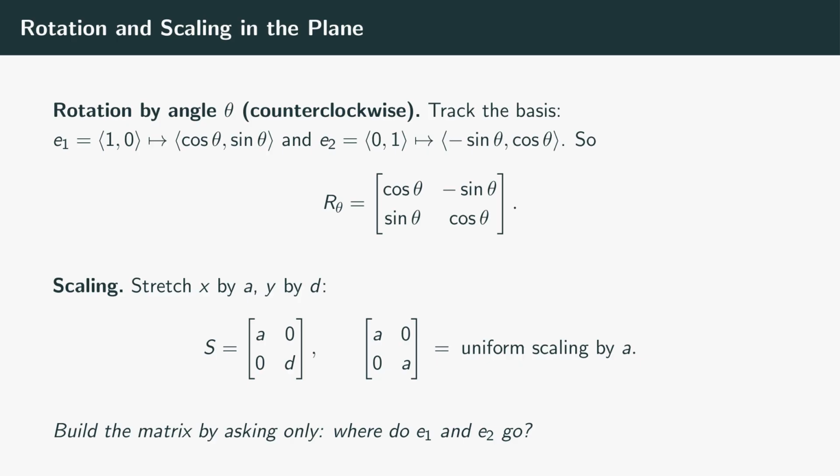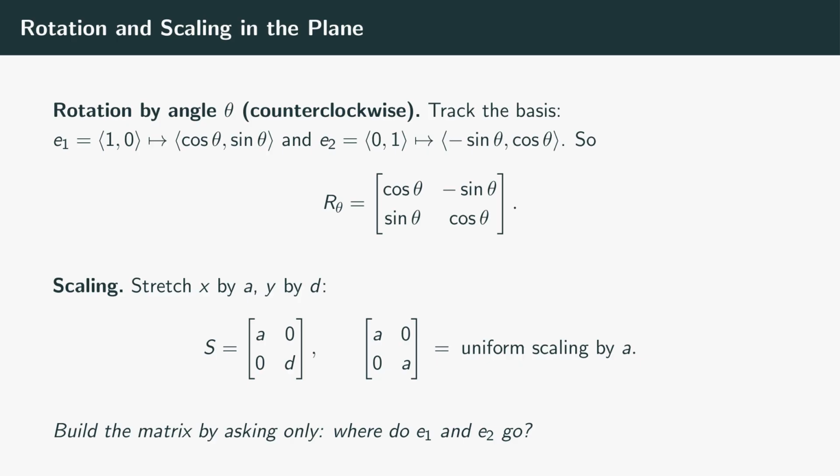The second basis vector, (0, 1), points straight up. Rotate it by theta, and it lands at (negative sine theta, cosine theta). Drop those two image vectors in as the columns of a matrix and you have the rotation matrix: cosine theta, negative sine theta on the top row, sine theta, cosine theta on the bottom.